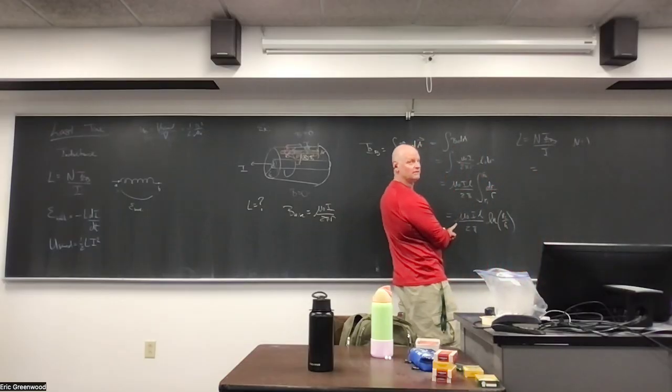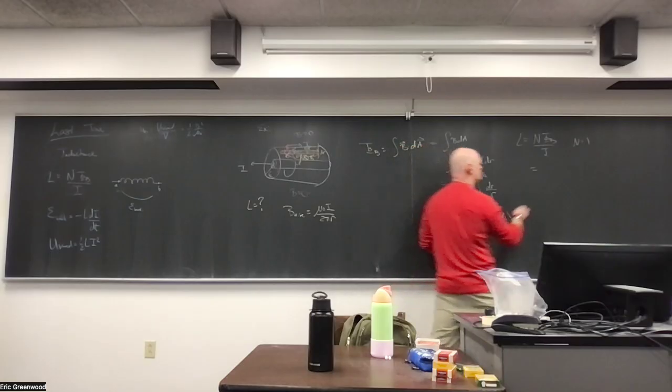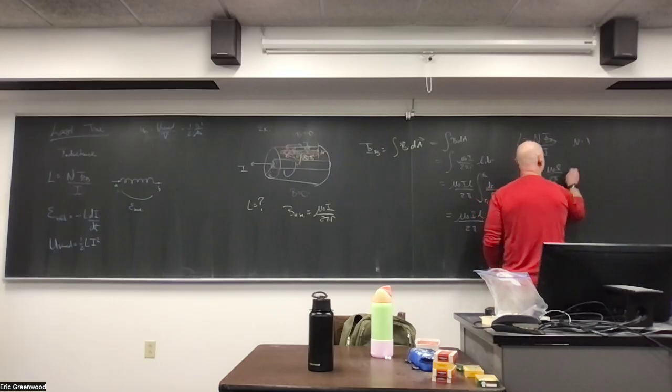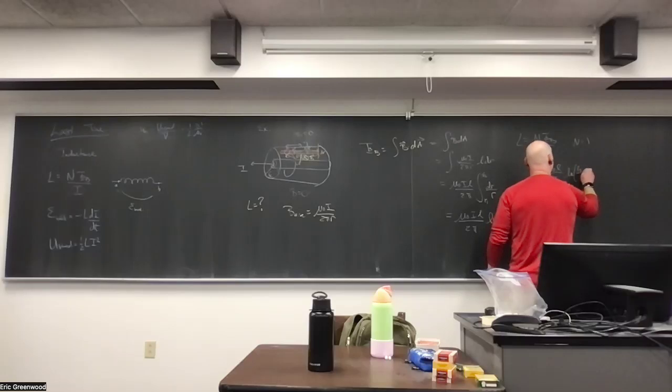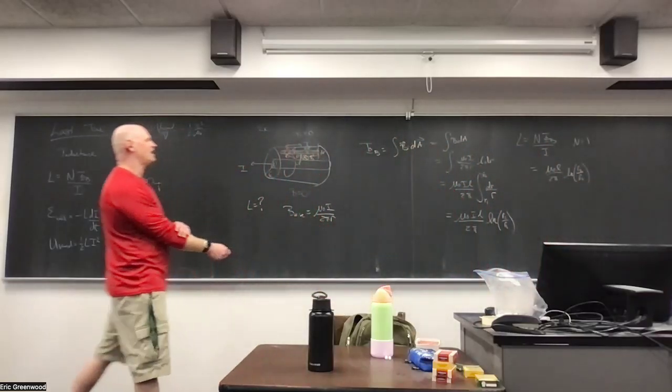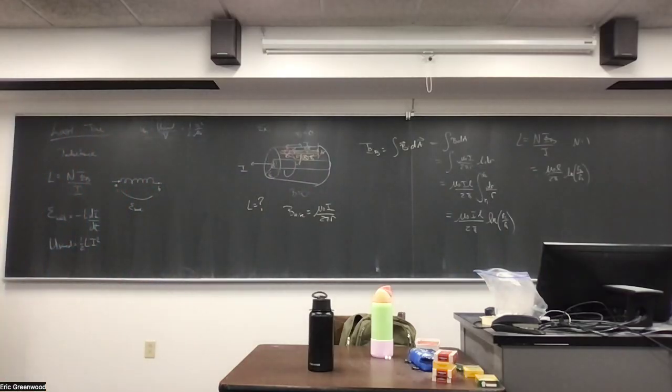So it's going to be this guy divided by the current. But what's going to happen to the current? The currents cancel, right? So this guy's just going to be equal to mu naught, oh, sorry, no I. Mu naught L over 2 pi times the natural log of R2 over R1. So this then is my self-inductance for this coaxial cable.